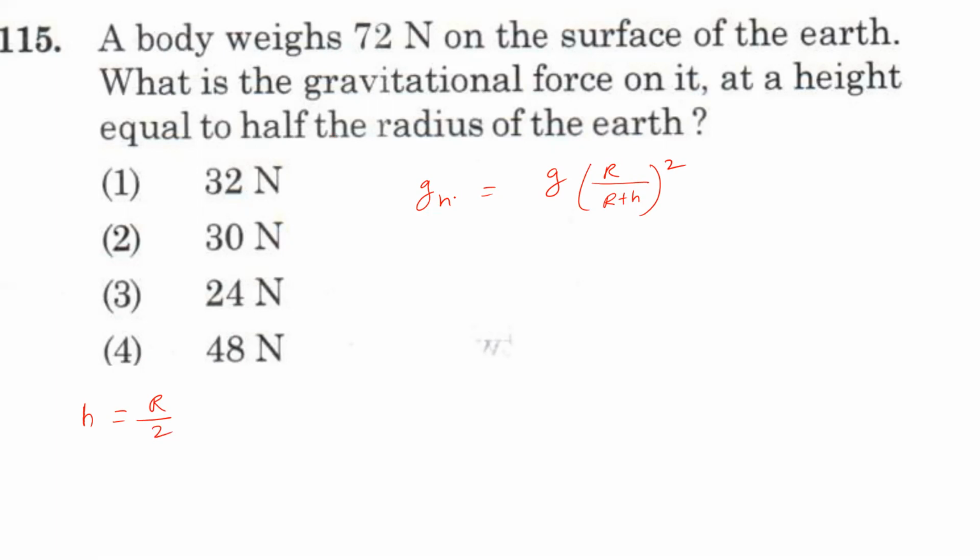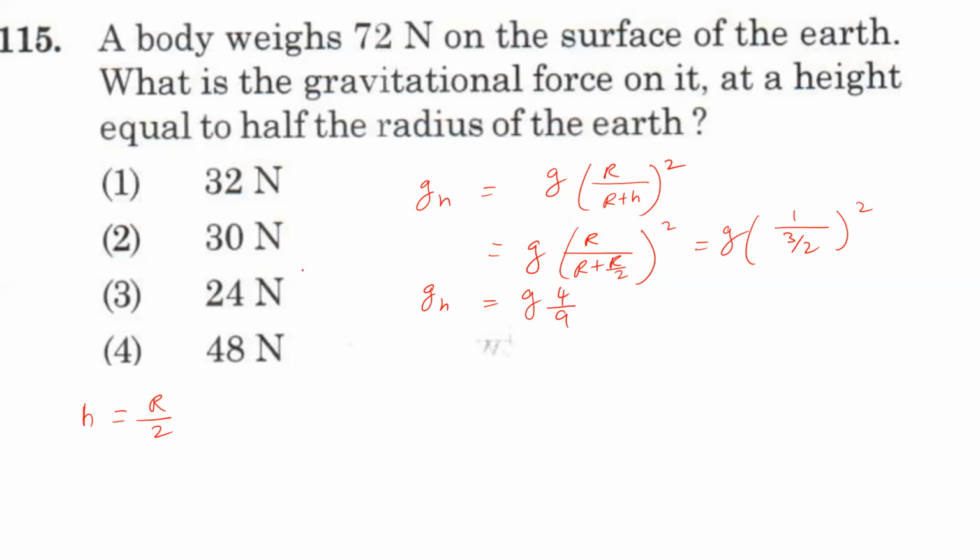First I am calculating acceleration due to gravity, because for the weight formula mg we have to take it. Now listen here, g into R divided by R plus h, where we substitute h by R by 2, whole square. This R we commonly cancel, then we are getting 1 by 1 plus 1 by 2, which is 3 by 2, whole square, into g. So g_h, acceleration due to gravity at a certain height, is equal to g into 4 by 9, because 3 square is 9 and 2 square is 4, and this 4 will go up.